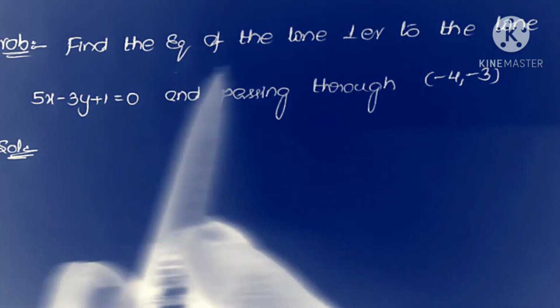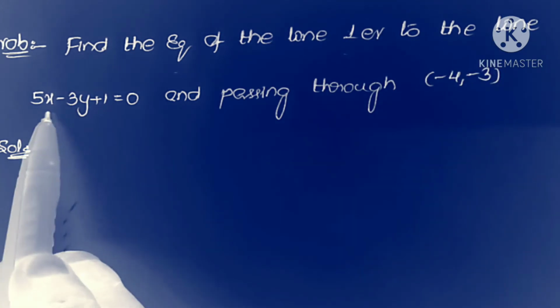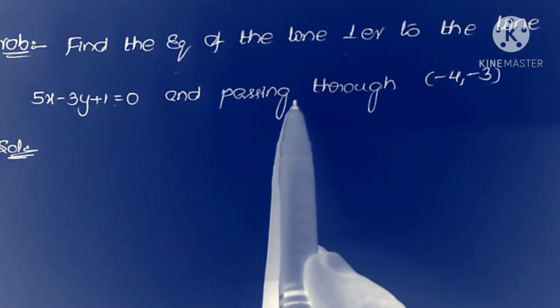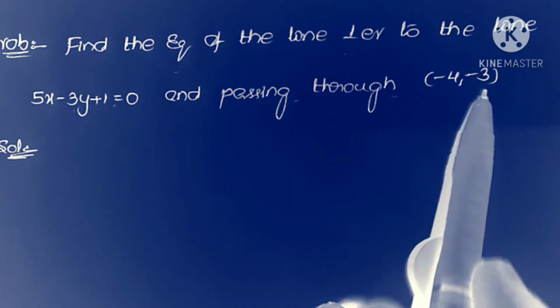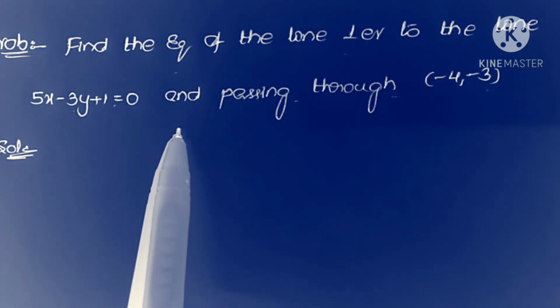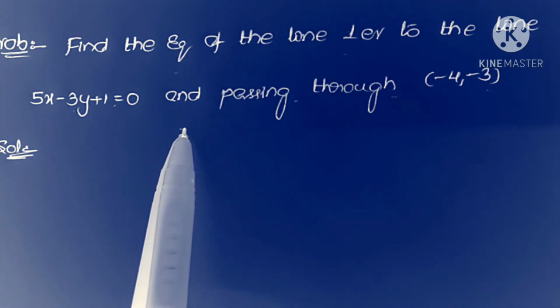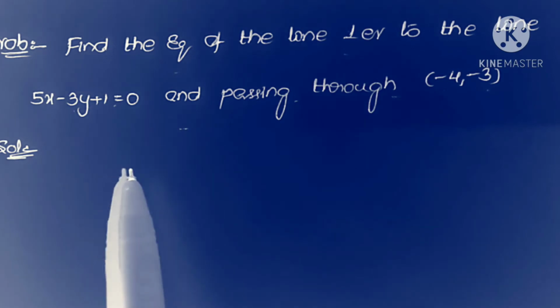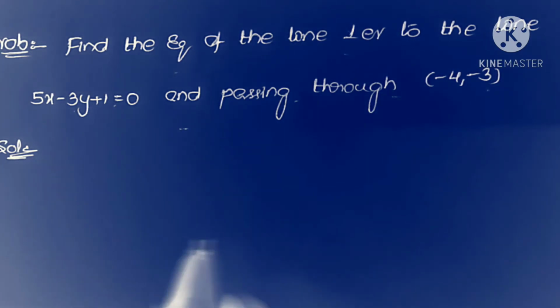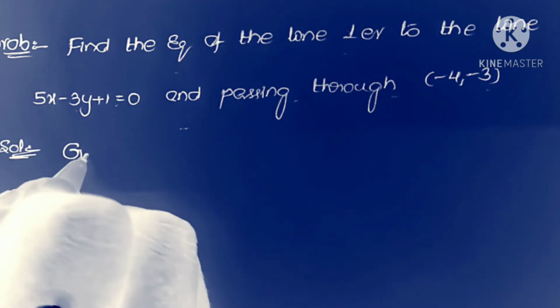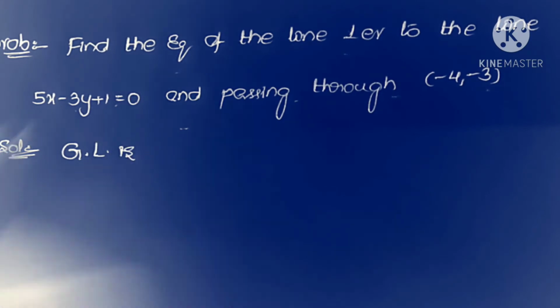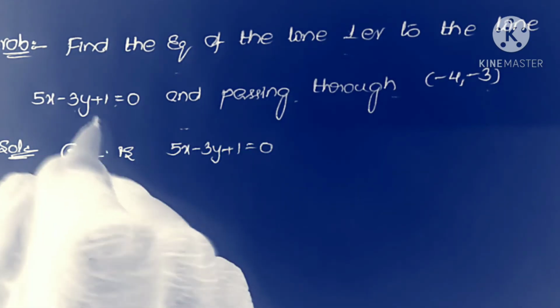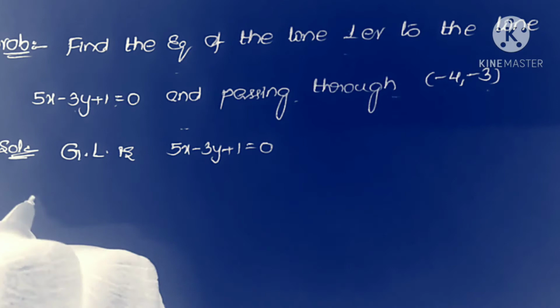Next problem: find the equation of the line perpendicular to the line 5x - 3y + 1 = 0 and passing through the point (-4, -3). What is the equation of the line perpendicular to ax + by + c = 0? It is bx - ay + k = 0. So by applying that formula we can find the perpendicular line. First we take the given line: 5x - 3y + 1 = 0.